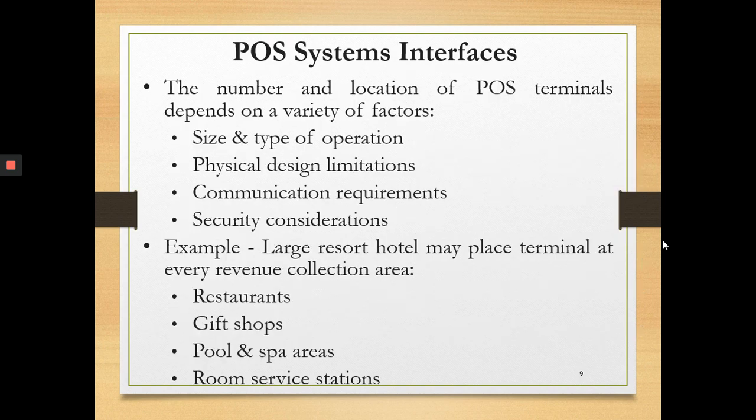POS system interfaces. The number and location of POS terminals depends on a variety of factors. For example, size and type of operation, physical design limitation, communication requirements, security consideration. For example, a large hotel may place terminals at every revenue collection area: the restaurant, the gift shop, pool and spa areas, and room service station.